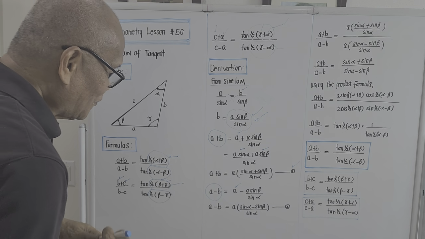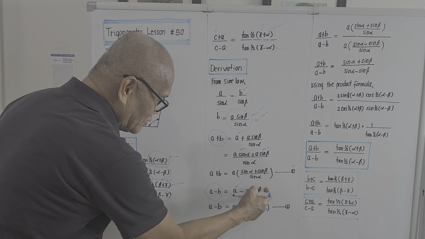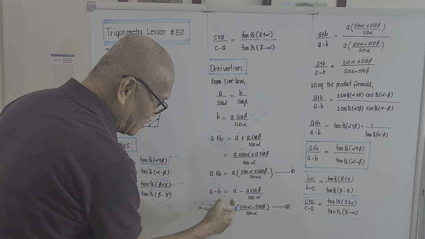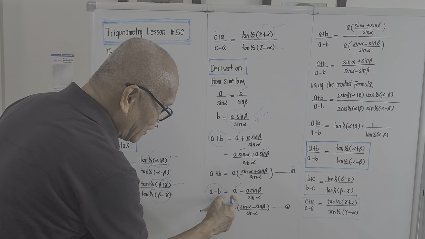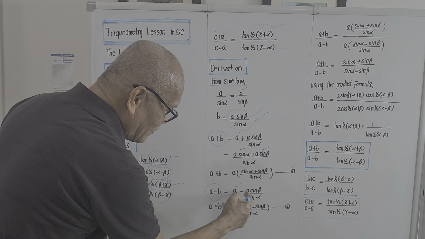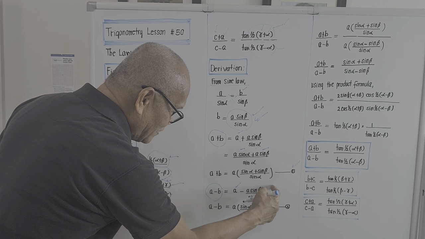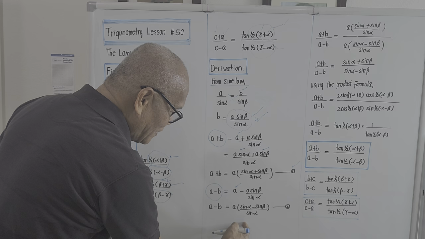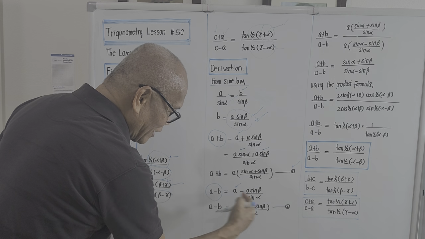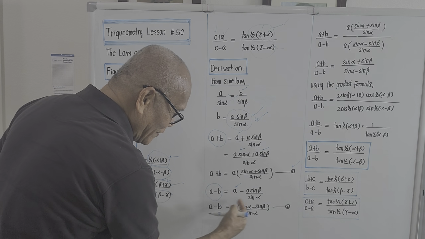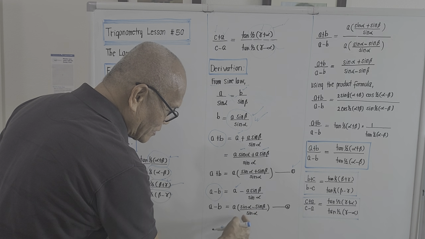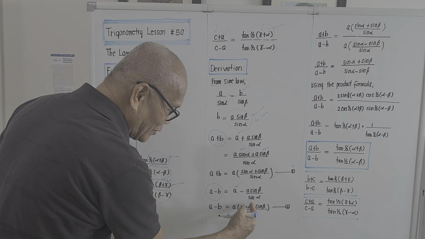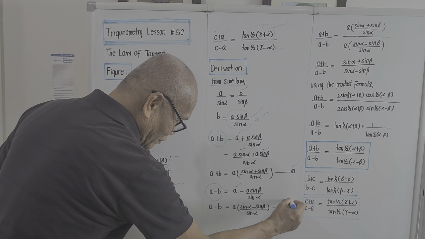Again, if we try to simplify, this is a fraction, this is just a whole number. So the resulting term will simply be A sine of alpha minus A sine of beta over sine of alpha. Then we'll try to factor out A, we bring out A. So what remains inside will be sine of alpha minus sine of beta over sine of alpha. I'm following this. We call that equation number 2.